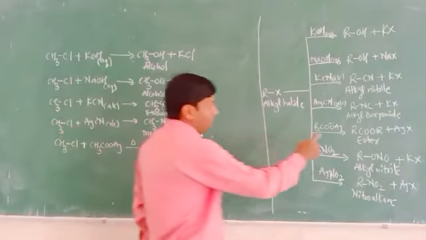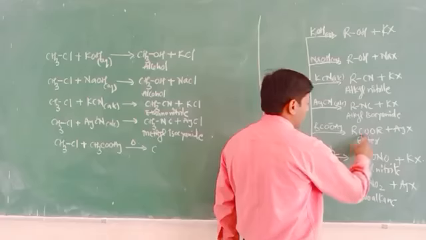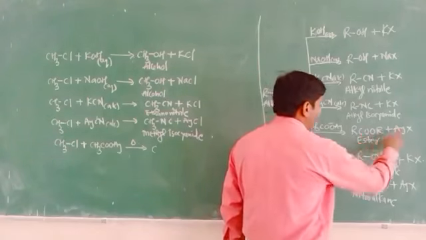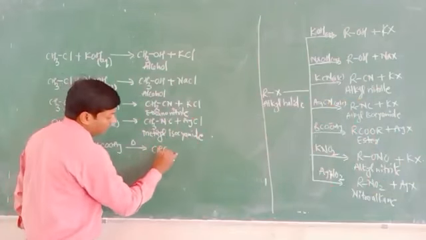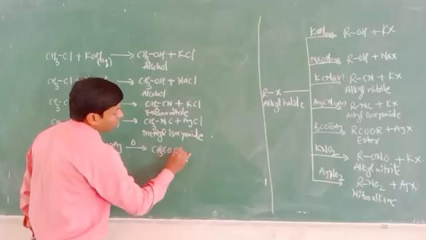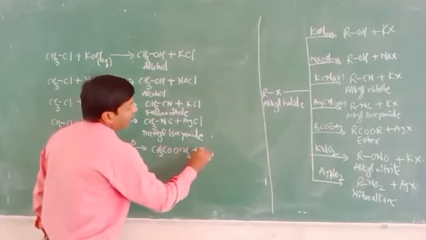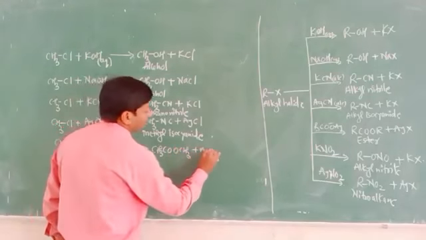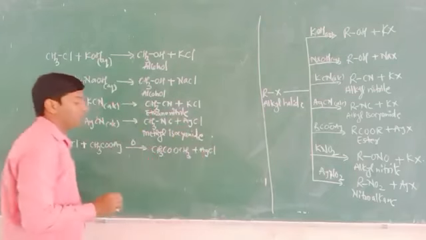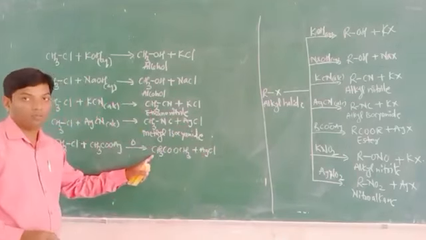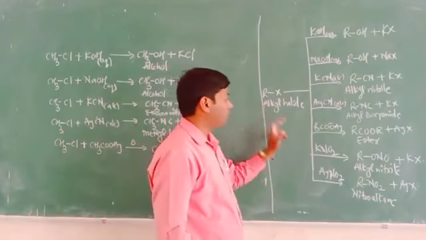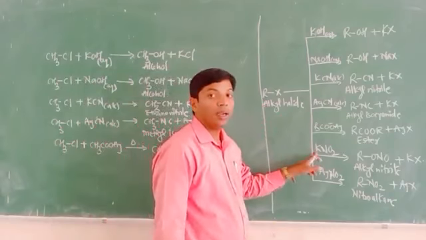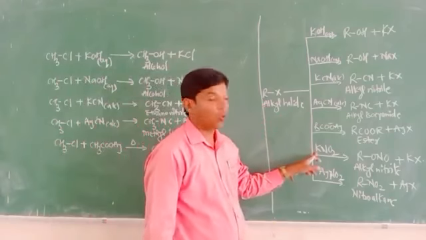In the general example, we use CH3COOR plus AgX. So here I will write CH3COOCH3 plus AgX. X is the Cl, so that's why I will write AgCl. This is the ester.